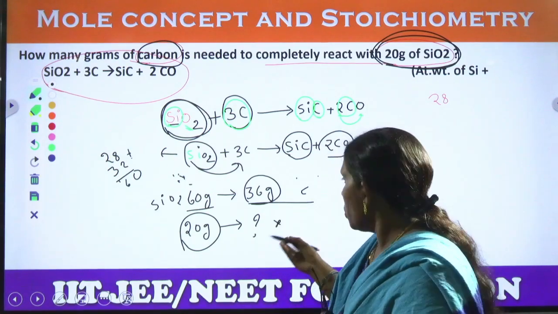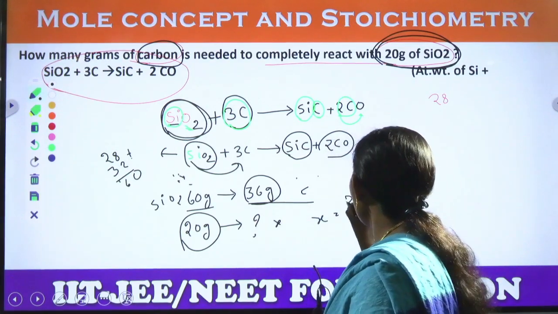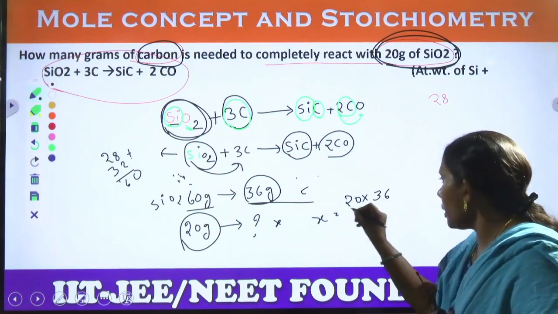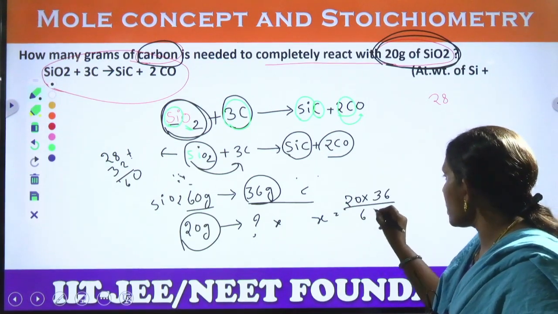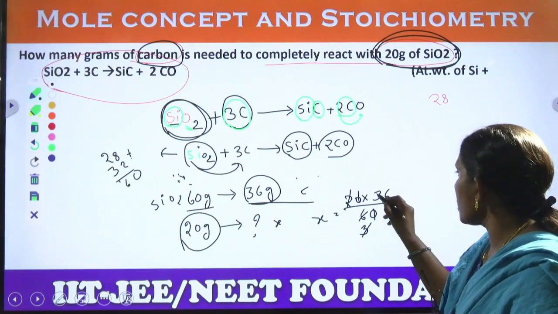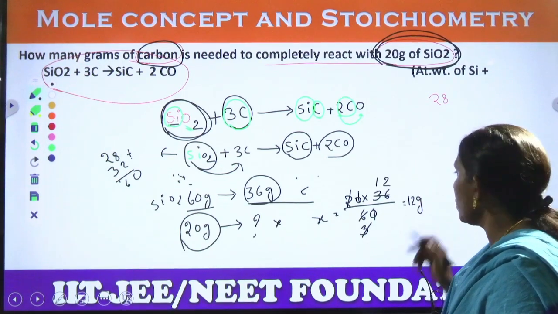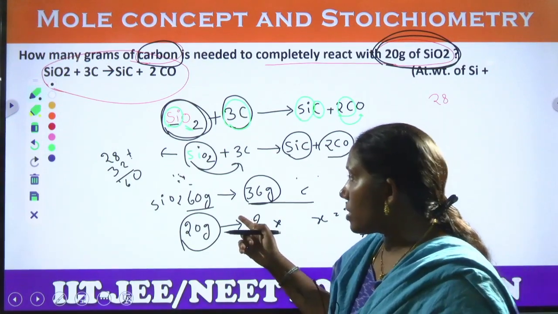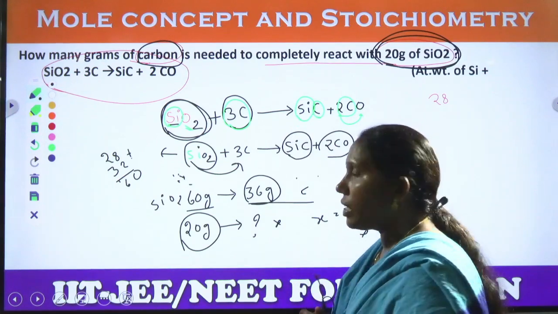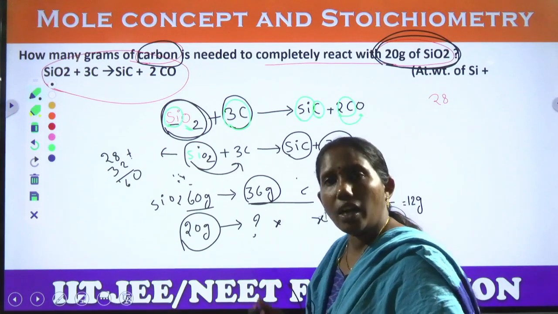60 grams needs 36 grams of carbon, so for 20 grams of silicon dioxide, how much carbon is needed? Then X equals 20 into 36 by 60. 2 threes are 36, 3 ones are 3, 3 twos are 6, so 12 grams. So for 60 grams, 36 grams is needed; for 20 grams only 12 grams is needed. Here you can see 20 threes are 60, and 36 by 3 also gives you 12.